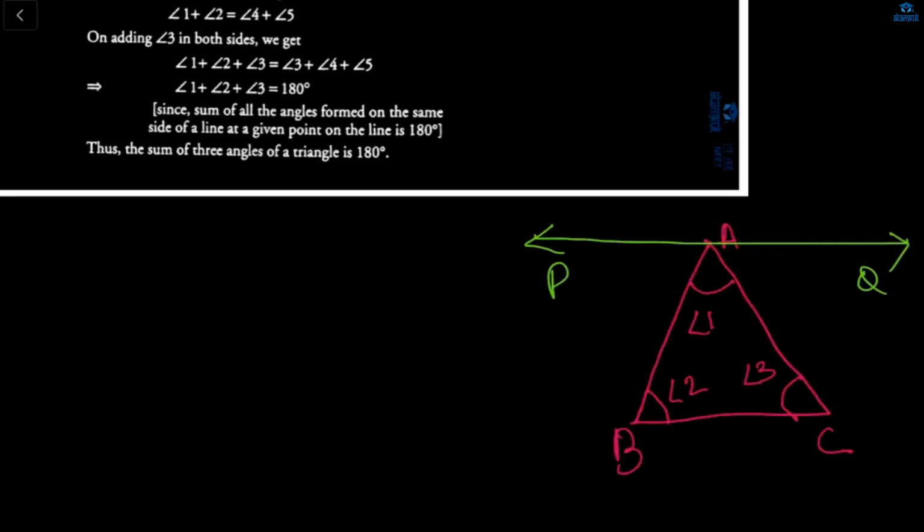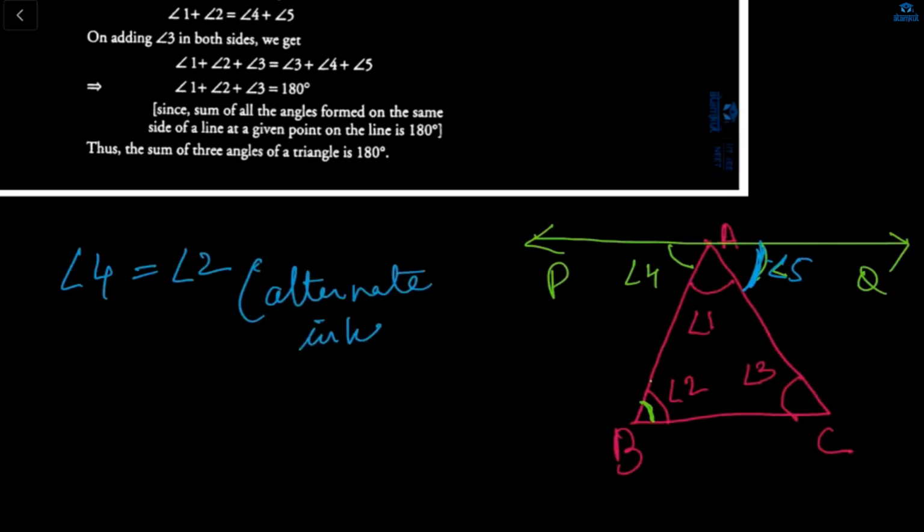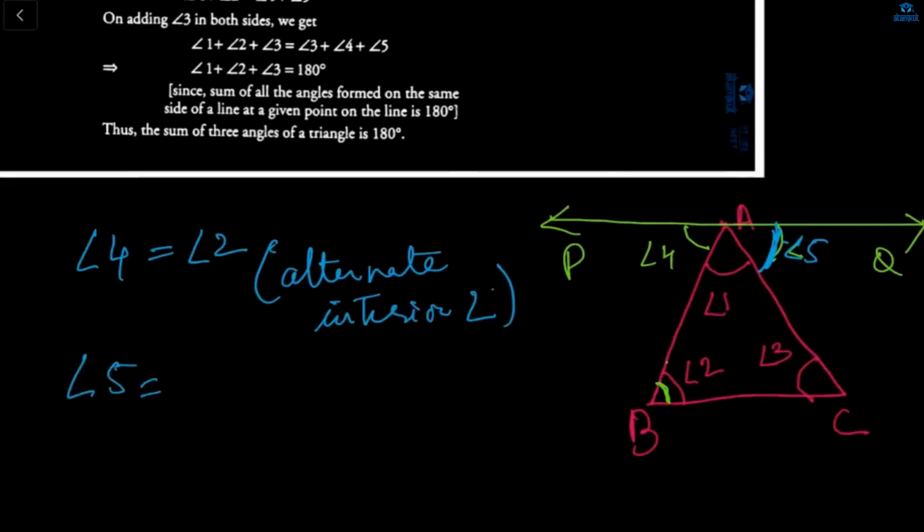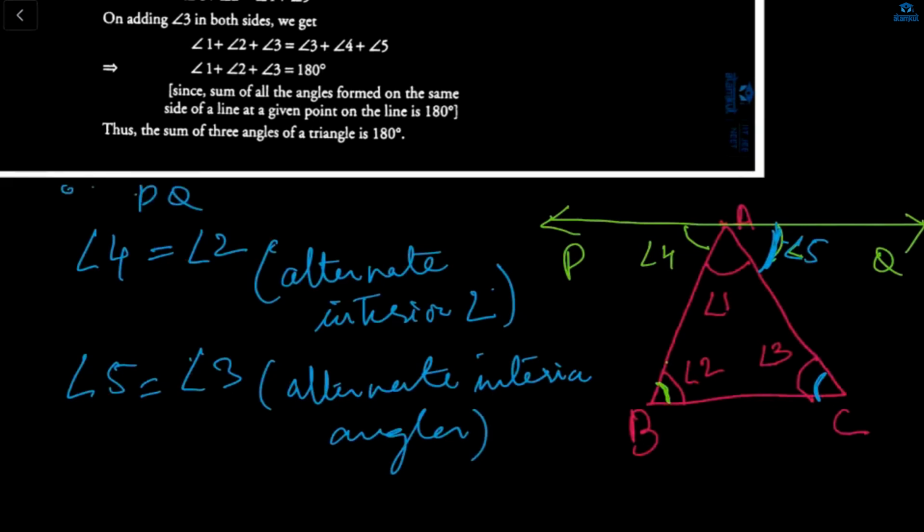Now, this line is parallel to BC. Therefore, this angle will be equal to this angle, alternate interior angles. Yes or no? Yes, ma'am. So I am marking them as angle 4 and angle 5, with a different color. Angle 4 will be equal to angle 2, alternate interior angles. Similarly, angle 5 will be equal to angle 3, same alternate interior angles, since PQ is parallel to BC.